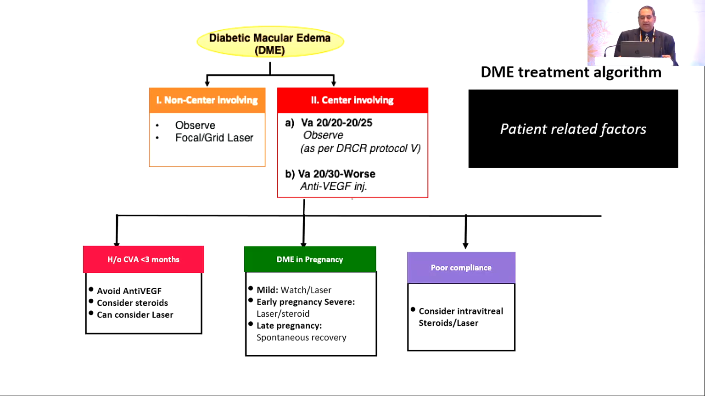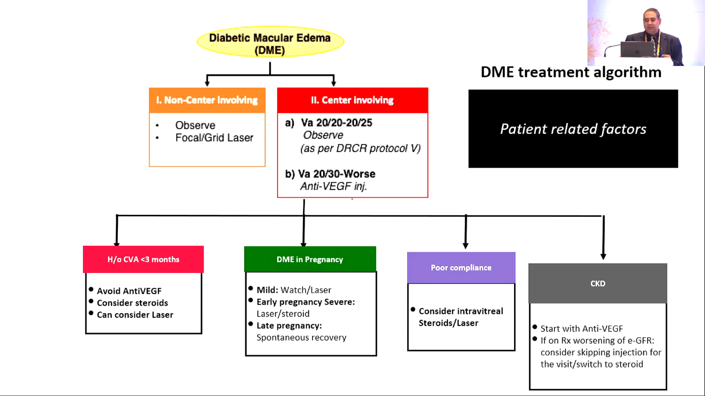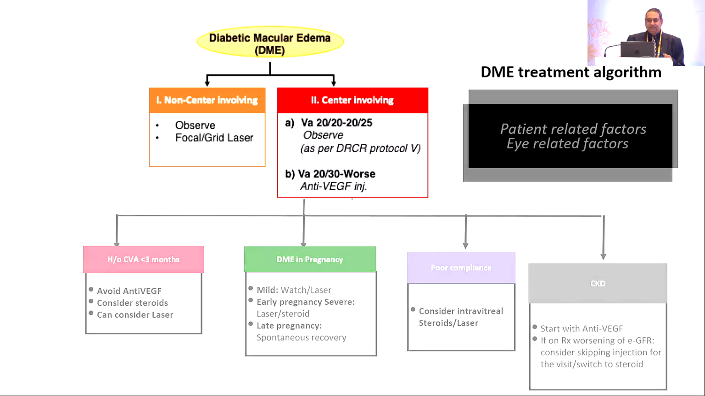If a patient is of poor compliance, you consider intravitreal steroids. Even laser is not a bad option. In patients who have renal conditions, you start with anti-VEGF. However, on treatment, if the renal parameters are deteriorating, you tend to skip anti-VEGF or switch to steroids.